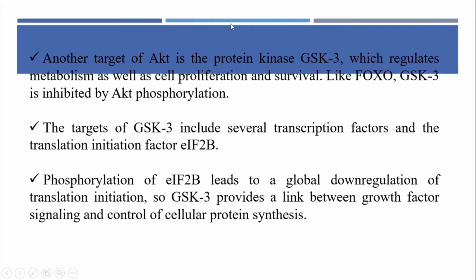Now another target of AKT. So first is FOXO, a transcription factor. Now the other one is another protein kinase called GSK3, which regulates metabolism as well as cell proliferation and survival. So like FOXO, GSK3 is inhibited by AKT phosphorylation.